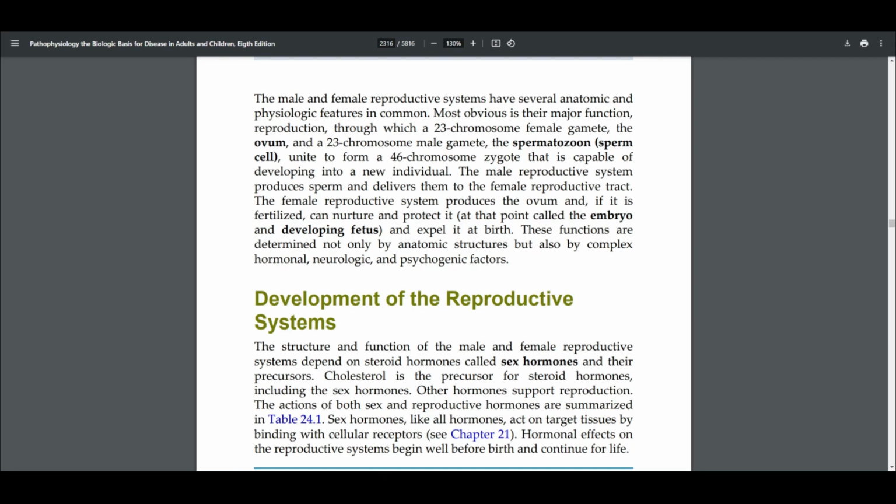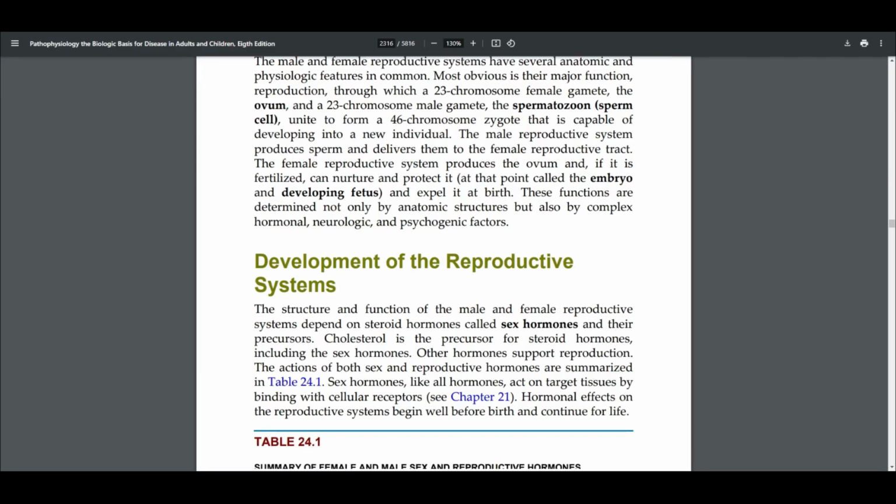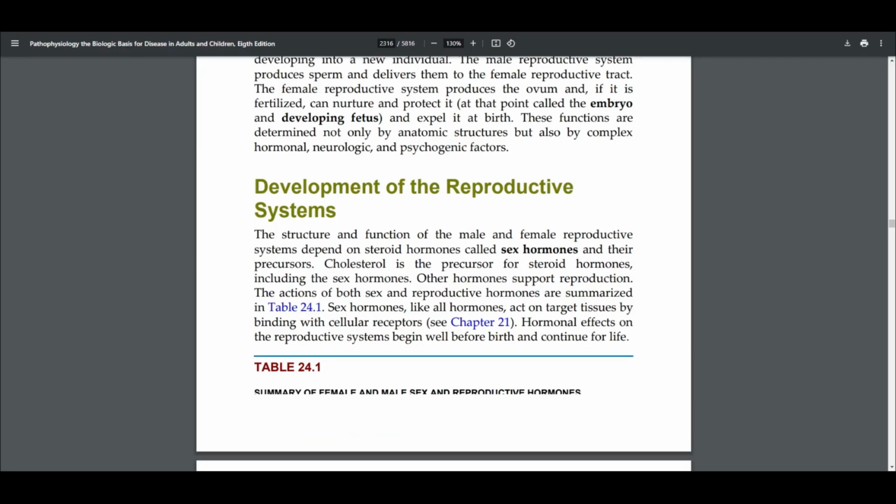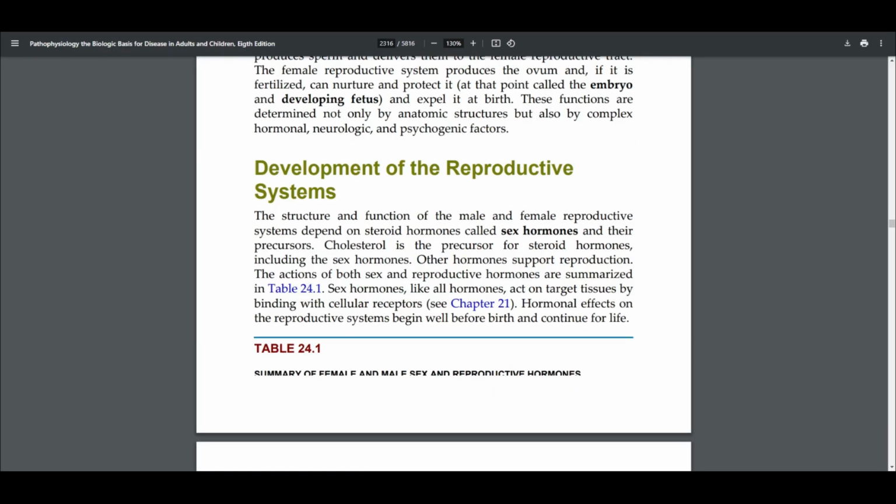The male reproductive system produces sperm and delivers them to the female reproductive tract. The female reproductive system produces the ovum and, if it is fertilized, can nurture and protect it, and expel it at birth. These functions are determined not only by the anatomic structure, but also by complex hormonal, neurologic, and psychogenic factors.